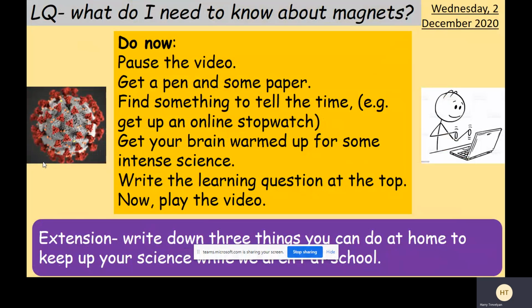What I want you to do is to pause the video and do all of the exercises in the yellow box in the middle of your screens. So read through, pause the video now, and follow those instructions. There's also an extension at the bottom. Okay, welcome back. You should have got some pen and paper and a stopwatch, and having written the LQ at the top of a piece of paper.